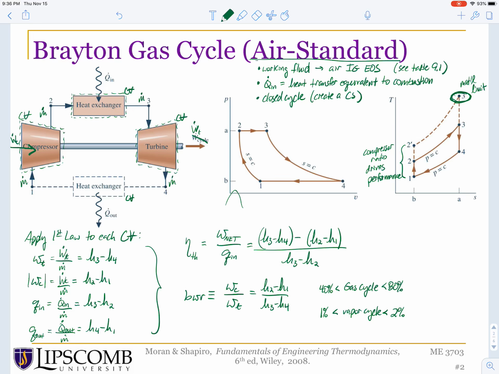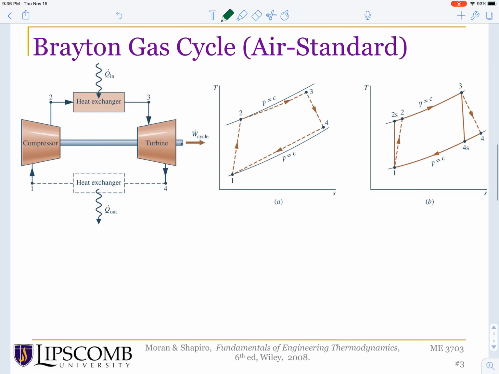So this cycle is an ideal Brayton gas cycle, air standard. I say ideal because we have not included any irreversibilities yet, other than the heat transfer not occurring at a constant temperature. So let's introduce some other irreversibilities, and I'm going to focus here on the TS diagram so you can put this in your mind, and we will scroll to the next page.